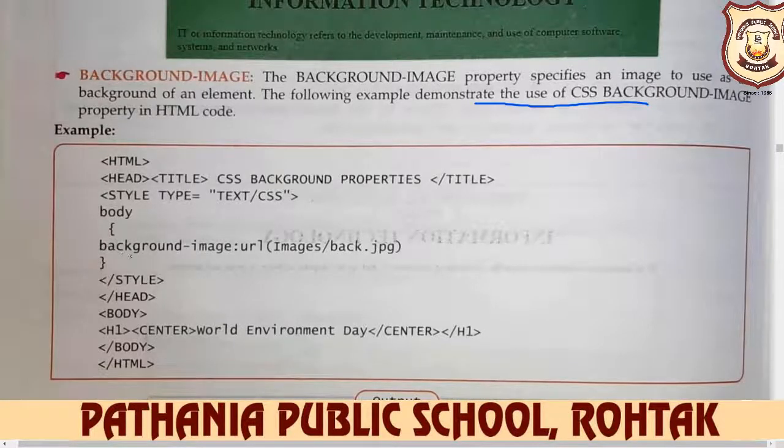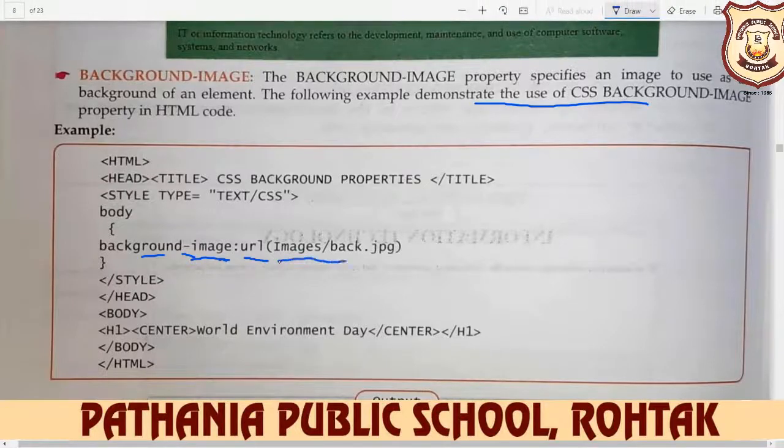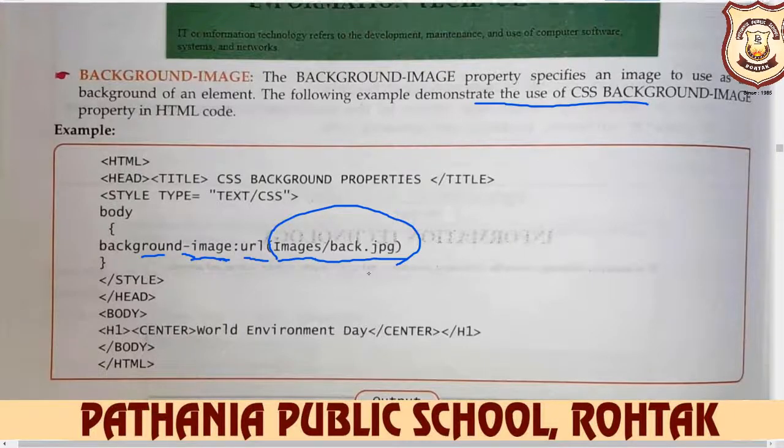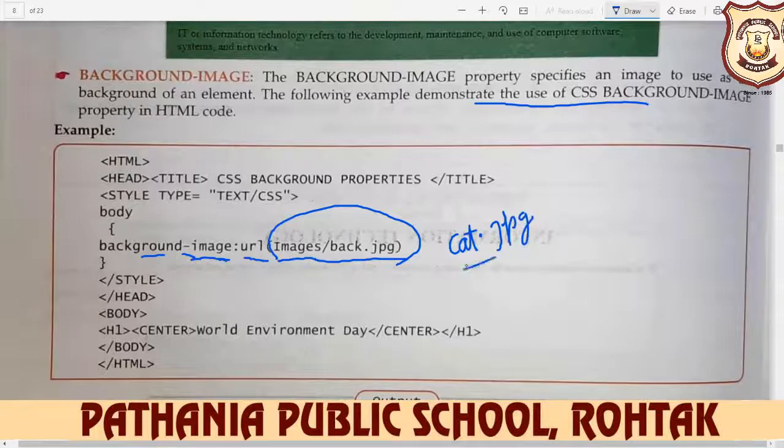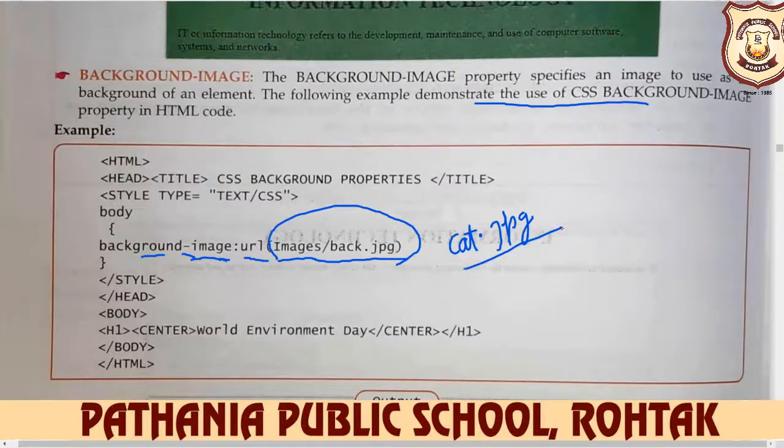Here you write background, then a hyphen, then image, then write url, and after that write the path here, the complete location of the image. Otherwise, you save your image in the same folder where you save your web page, and just write the name. For example, my image name is cat.jpg. If this image is in the same drive as the web page, then we just write cat.jpg.